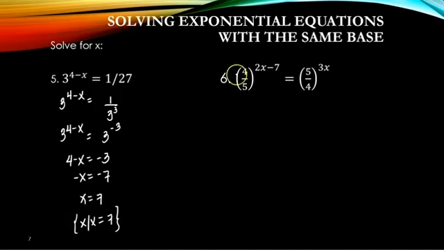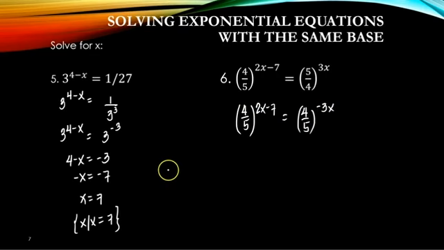Now, you have a fraction here, but then the other one is a reciprocal. So what you can do is 4/5 raised to 2x minus 7 is equal to, I can make this 4/5, but then I can make that negative 3x. So, since both have the same bases, 2x minus 7 is equal to negative 3x. Transposing 3x, that becomes 5x, and then this becomes 7. Therefore, x is 7/5.